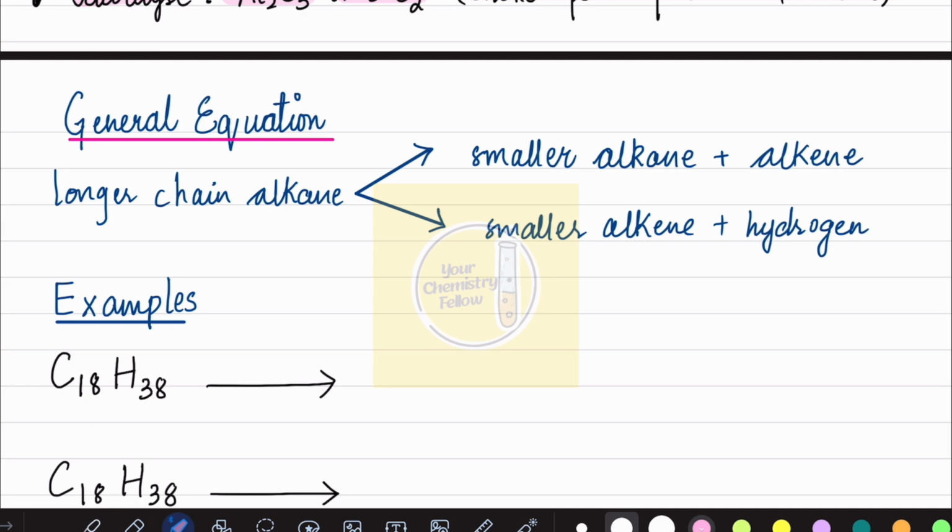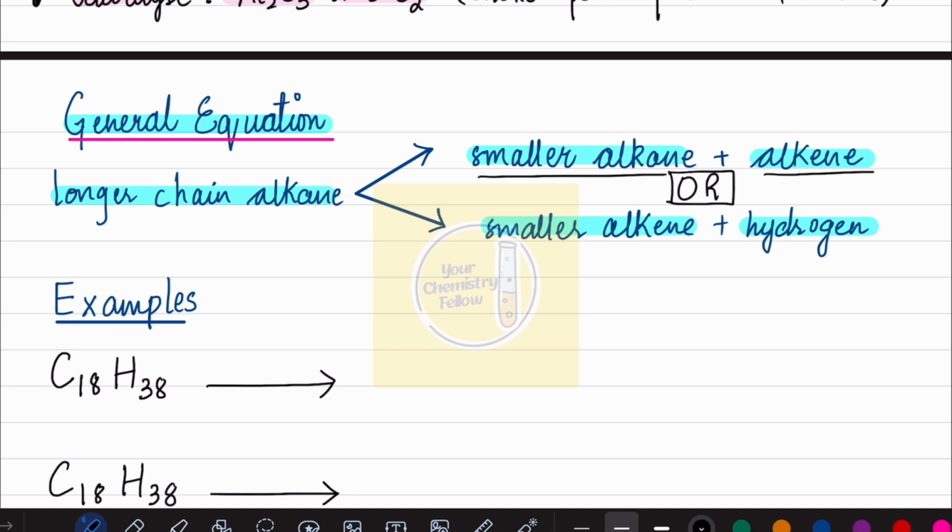The general equation for the cracking is that a longer chain alkane may be broken down into a smaller alkane with an alkene, or it may be broken down into a smaller alkene with the evolution of hydrogen gas. So there are two options for the product. When a longer chain alkane is cracked, the first option is that a smaller alkane is formed with an alkene, or the second option is that a smaller alkene is formed with the evolution of hydrogen gas.